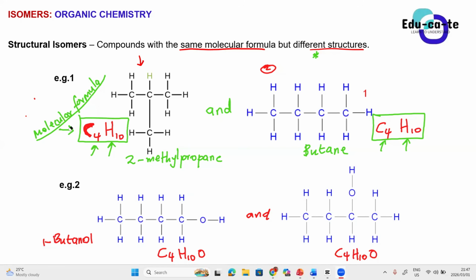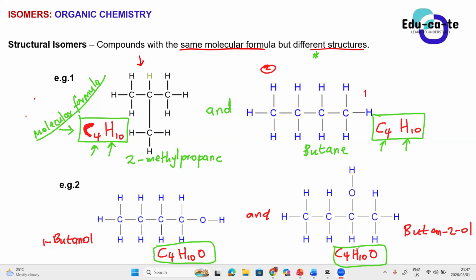So you guys can realize that both of these have the same molecular formula. Both have the same number of carbons, same number of hydrogens, same number of oxygens. But when it comes to their structures, they don't have the same structures. What difference can you notice, guys, between these two? The second compound is known as butan-2-ol, or you can say 2-butanol.